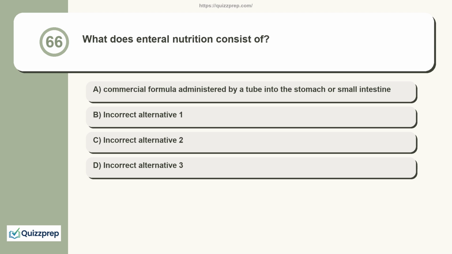Question 66. What does enteral nutrition consist of? Commercial formula administered by a tube into the stomach or small intestine.